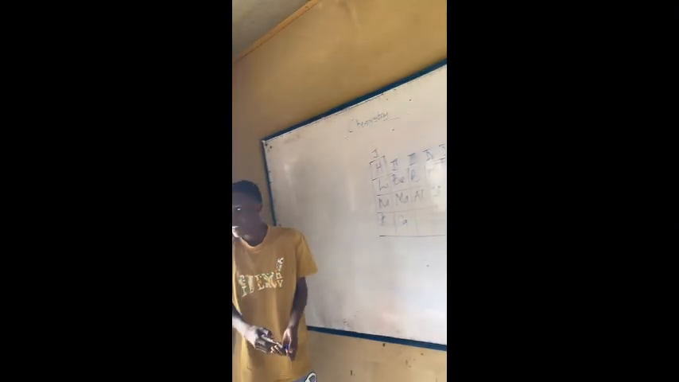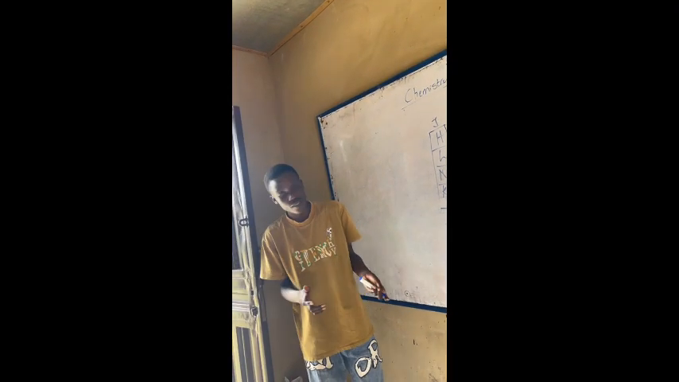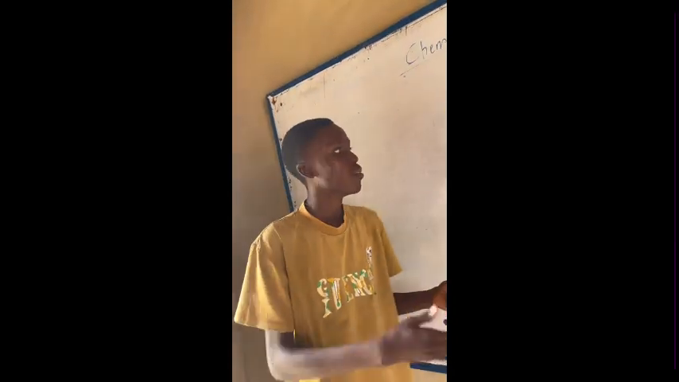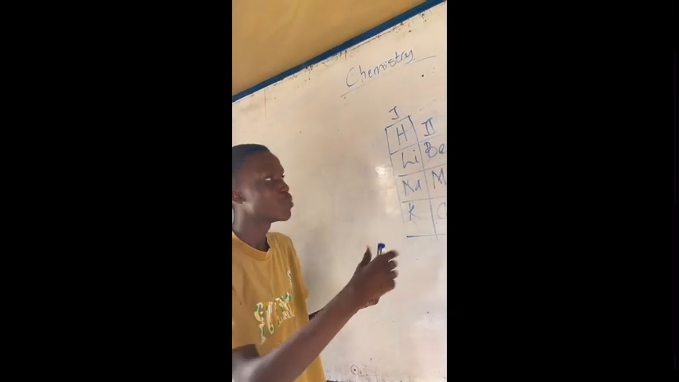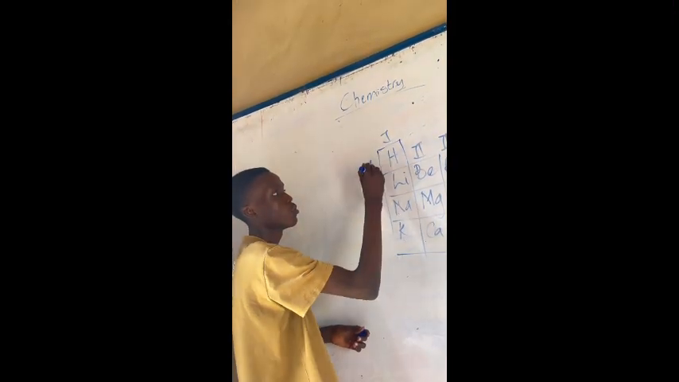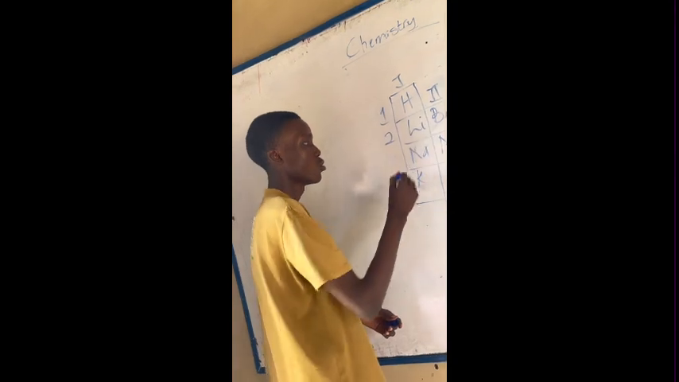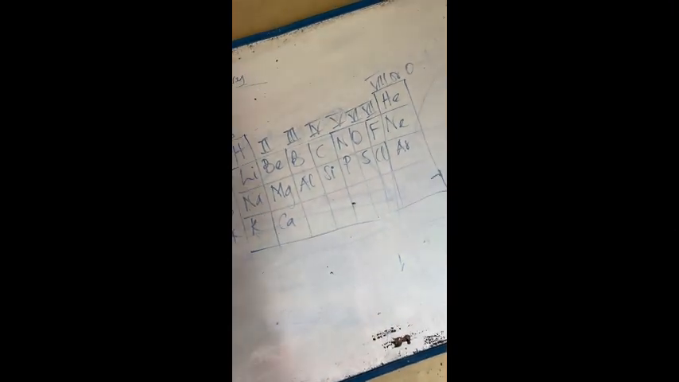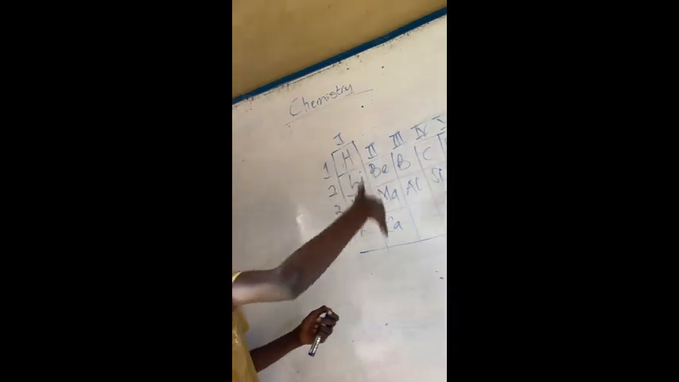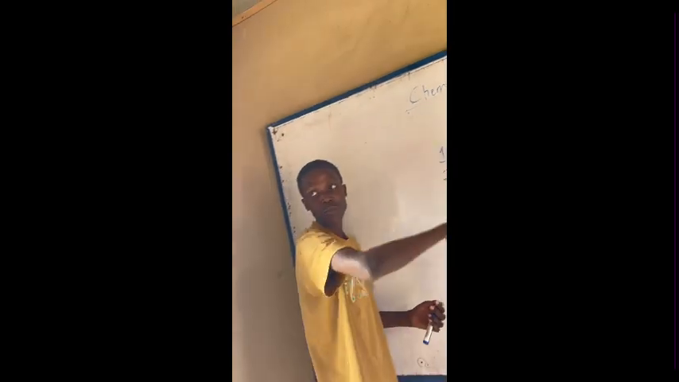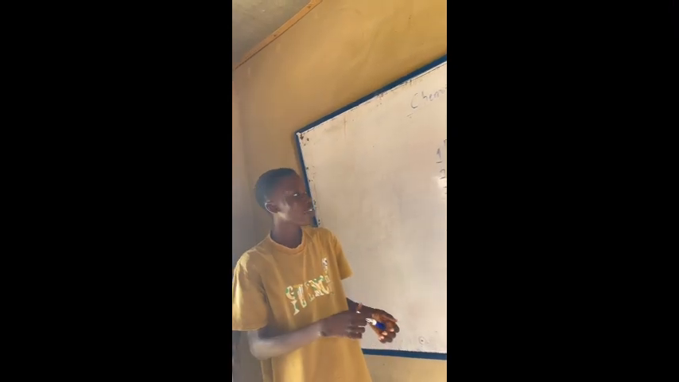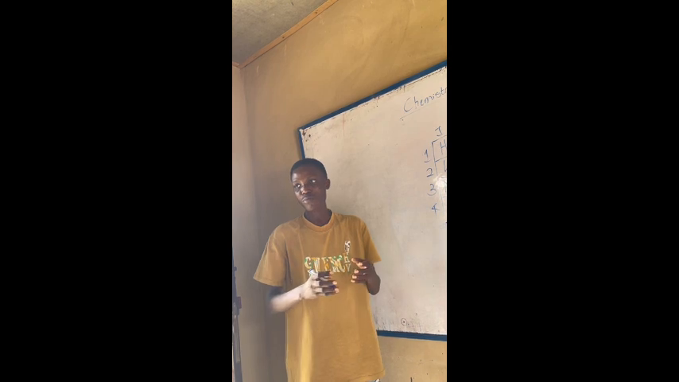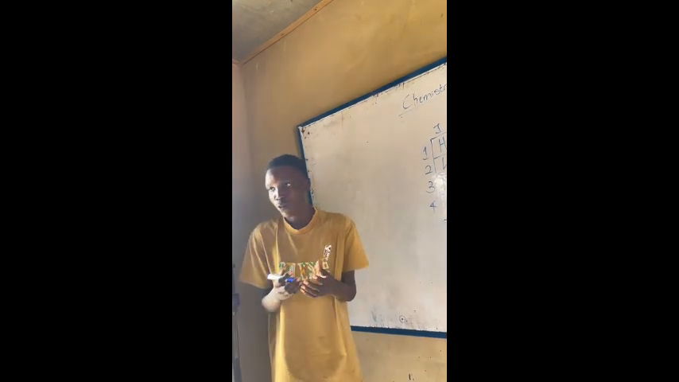Now there are some properties that change or vary down the group and across the period. Now this one here is period 1, this one is period 2, this one is period 3, this one is period 4. So you can see how it is arranged: group, then period. Do we get it?